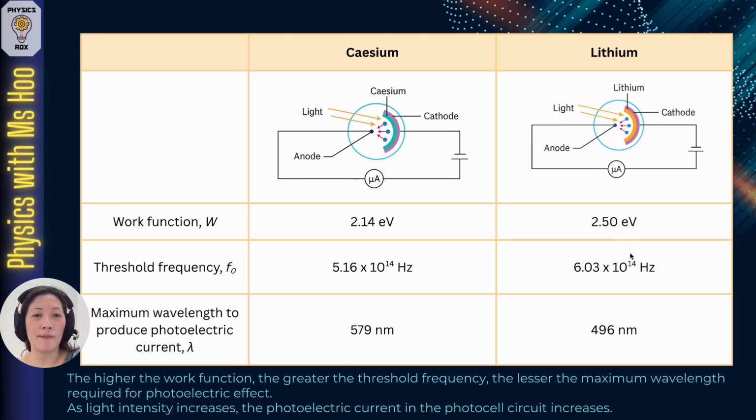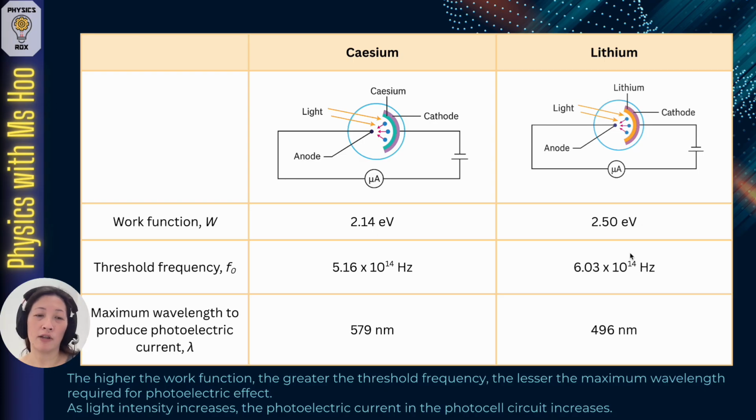Now, of course, different metals do have different values of work function, threshold frequency, and a maximum wavelength to produce photoelectric effect. So on this slide, we have a simple side-by-side comparison between two photosensitive metals, cesium and lithium. Cesium has a work function of 2.14 electron volts, while lithium has a work function of 2.50 electron volts. Cesium has a threshold frequency of 5.16 times 10 to the power of 14 Hz, while lithium has a threshold frequency of 6.0 times 10 to the power of 14 Hz.